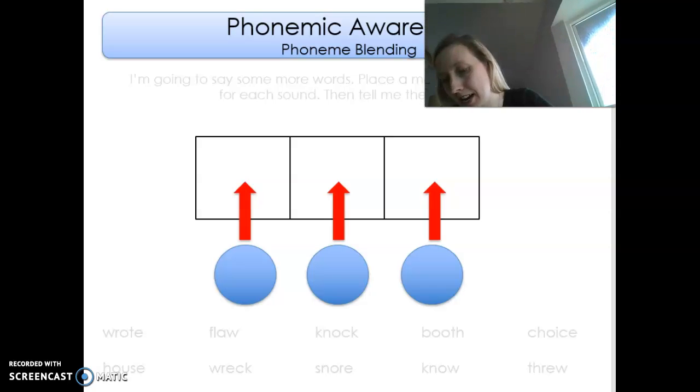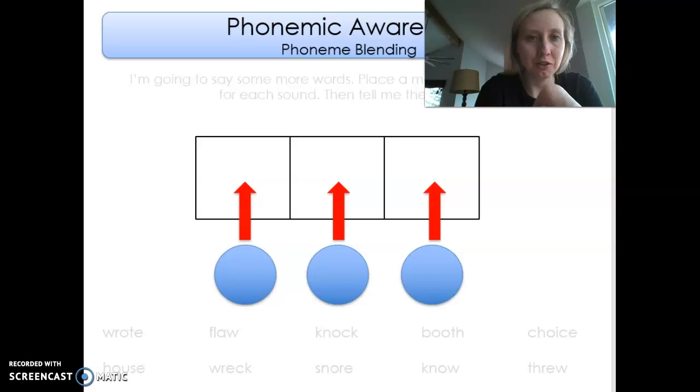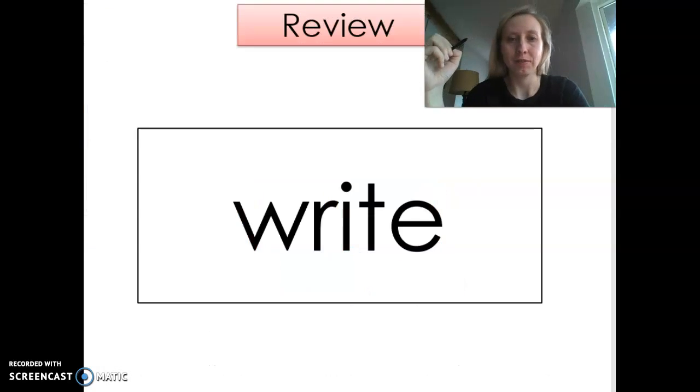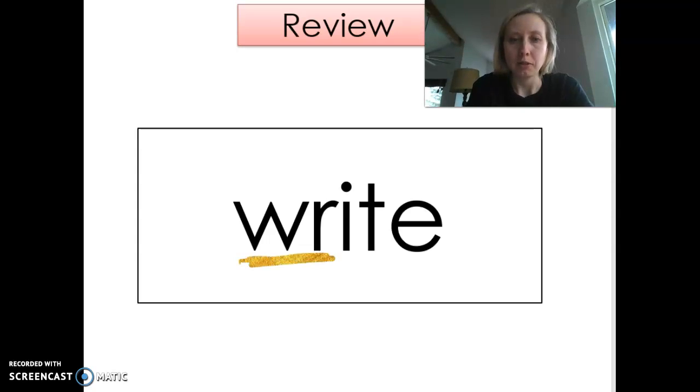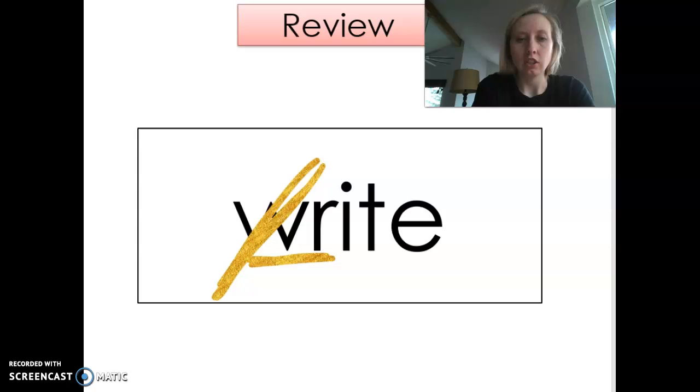So let me grab my stylus. That's what I write with. And today I wanted to do a bit of a fun color. So I chose gold. So I'm going to underline the part that we're working on. So please remember WR, the W is silent. One second, let me make it a little bit thicker. So the W is silent, and so I'm going to give you 3 seconds.